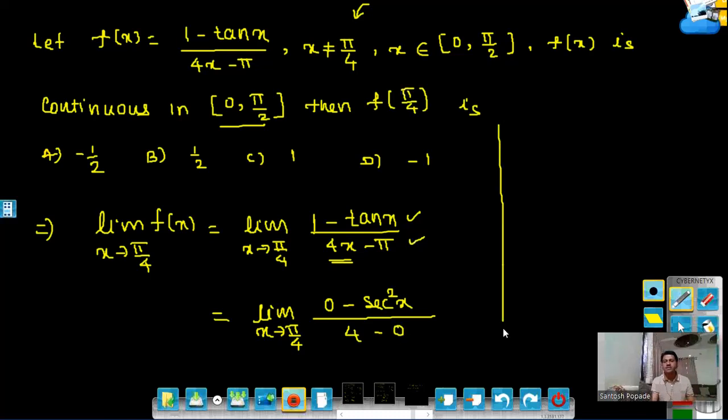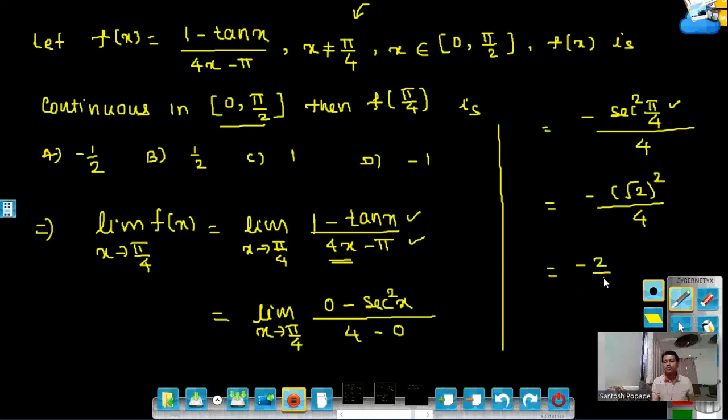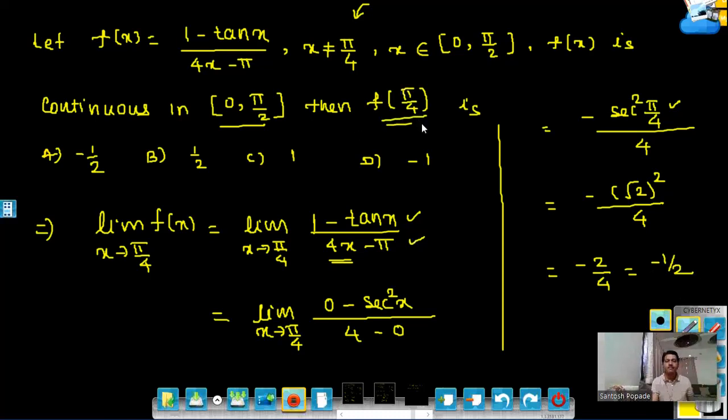Okay, now put the value of x to be pi by 4. Put pi by 4 in place of x and see what we get. It is equal to minus sec square pi by 4 divided by 4. Sec pi by 4 is root 2 and its square is there. Root 2 square is 2, by 4 means 1 by 2. So we got the limit to be minus 1 by 2. Okay, and limit of f of x as x tends to pi by 4 is nothing but f of pi by 4 because the function is continuous. So the answer is minus 1 by 2.